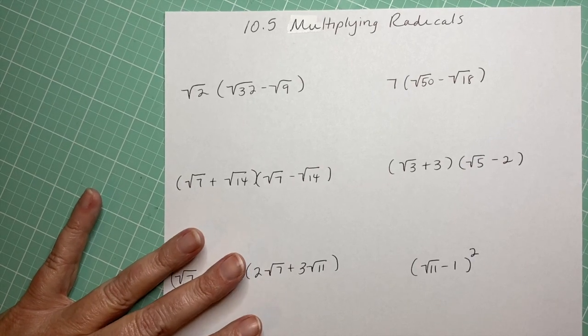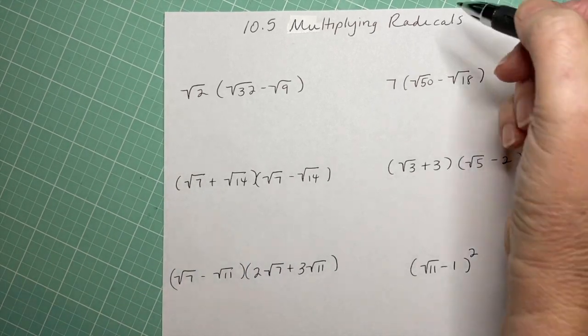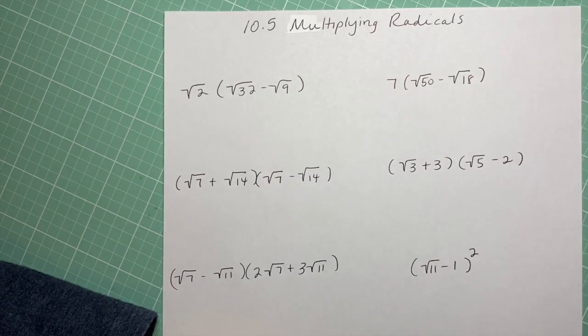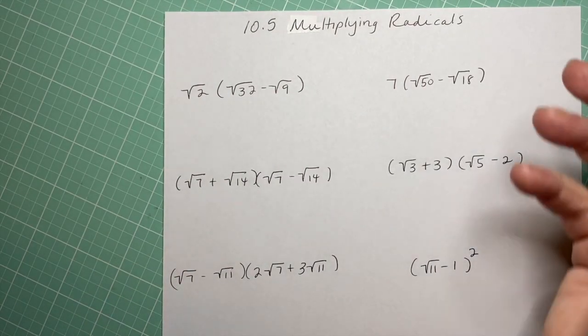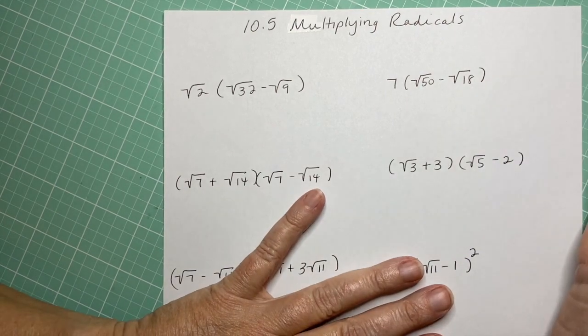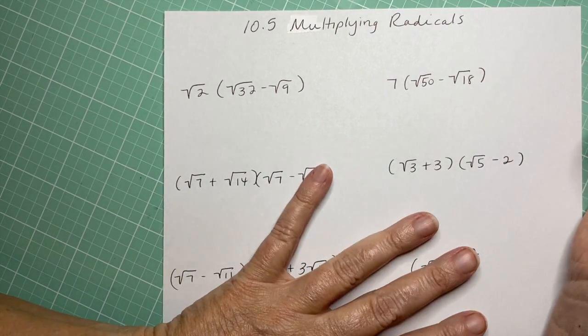Okay, let's look at multiplying radicals. When you're multiplying radicals, first of all, what radical means is a square root. That's anything with a square root. And so you multiply radicals just like you do variables.